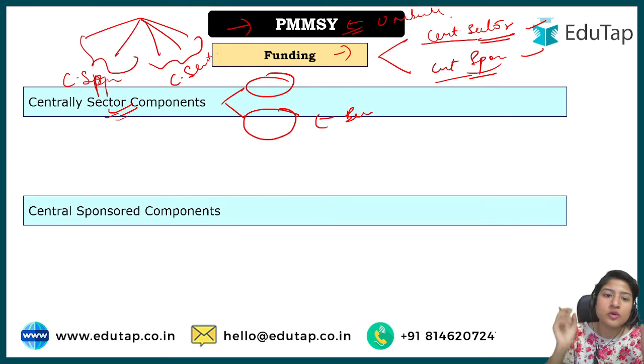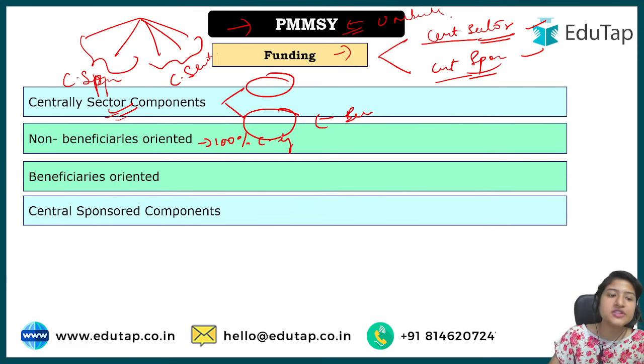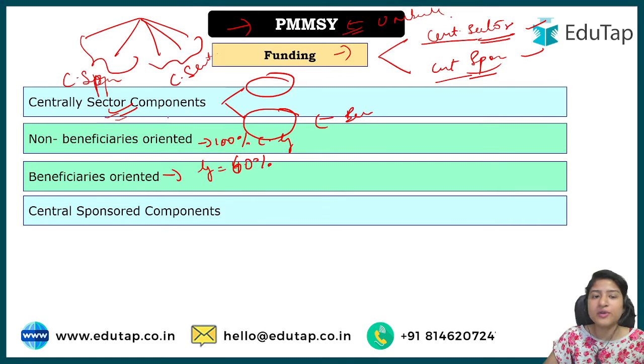ठीक है? तो इसमें क्या होगा? We have one non-beneficiary oriented. So non-beneficiary oriented, 100% will be given by the central government, and in those that are beneficiary oriented, the beneficiary will also do some contribution. ठीक है? तो in case of beneficiary oriented, now if you belong to the general category, in that case 60% will be contributed by you, and the rest 40% will be contributed by the central government.